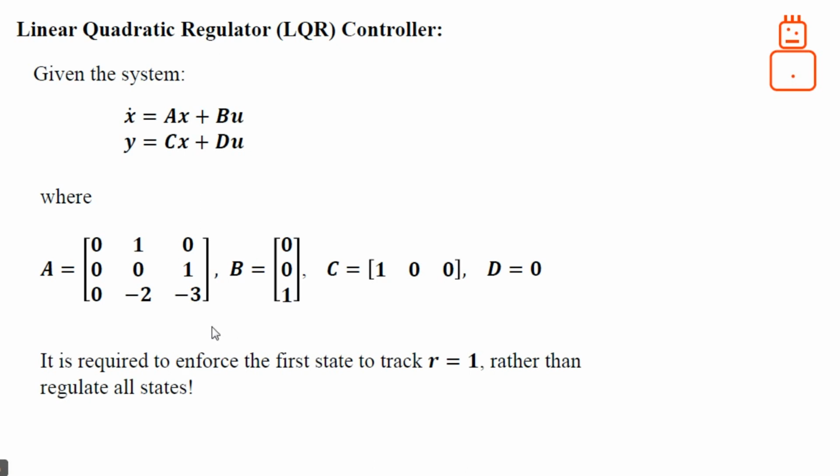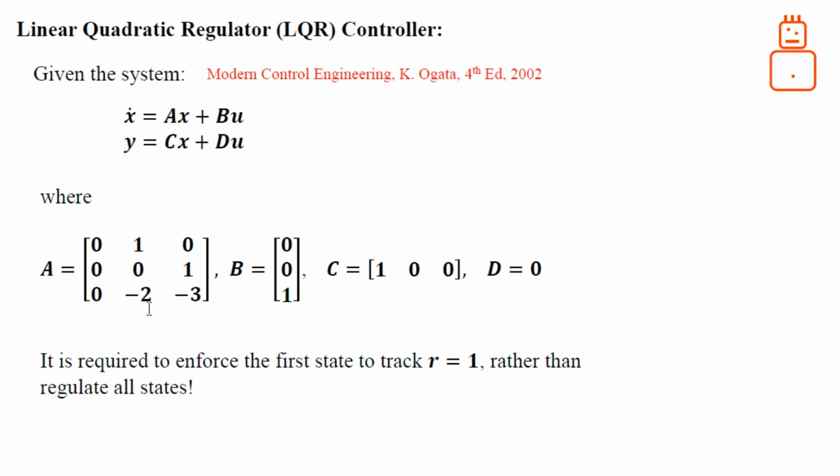As we mentioned, it is required that the first state of the system track some reference, which is equal to 1, rather than be regulated to 0, or regulating all the states to 0. There are 3 states in this system, and it's required to regulate 2 of them and enforce one of the states to track some reference. This example is borrowed from Modern Control Engineering by Ogata, the fourth edition, printed in 2002.